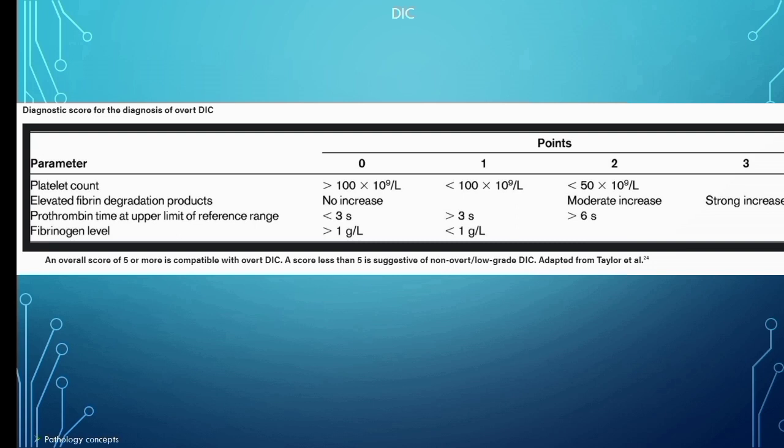There is no single laboratory test for accurate and precise diagnosis of DIC. The ISTH committee has proposed a scoring system. If the overall score is more than or equal to 5, then it is consistent with overt DIC. And if the score is less than 5, then it is suggestive of non-overt or low-grade DIC.